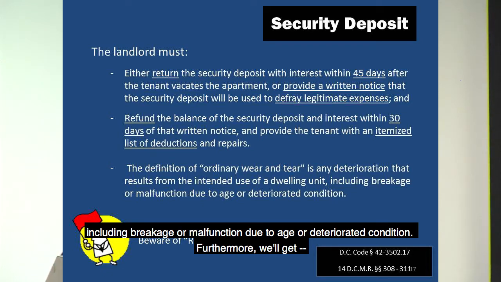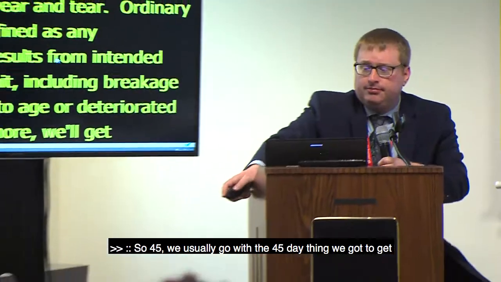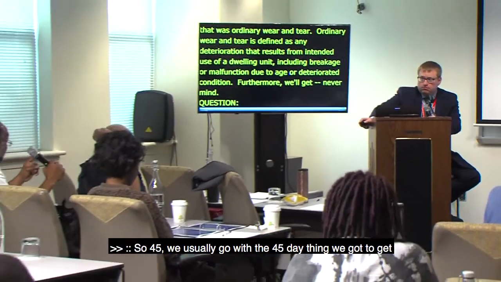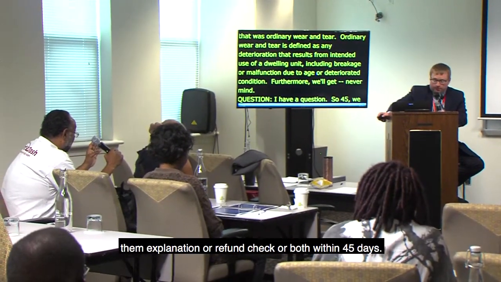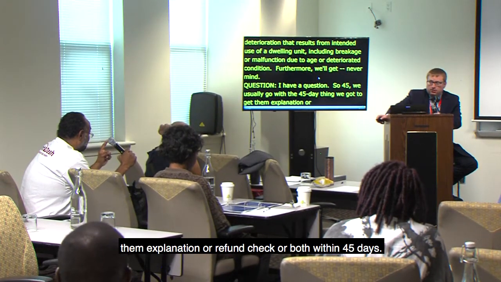We're getting to a question. So 45, we usually go with the 45-day thing, that we got to get them an explanation or a refund check or both within 45 days. What's the 30 days after?